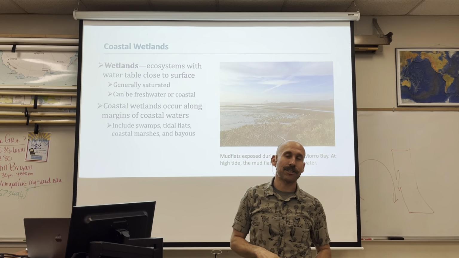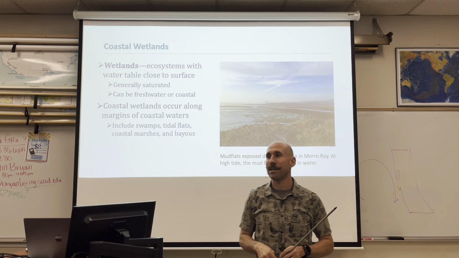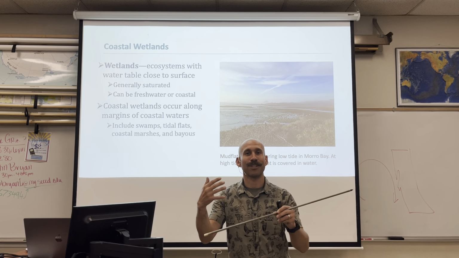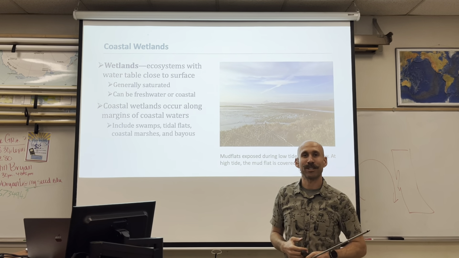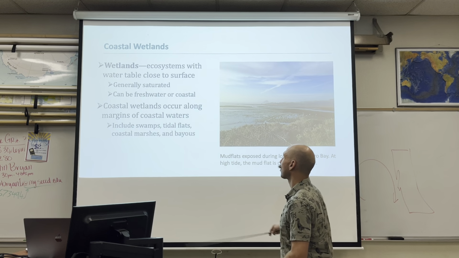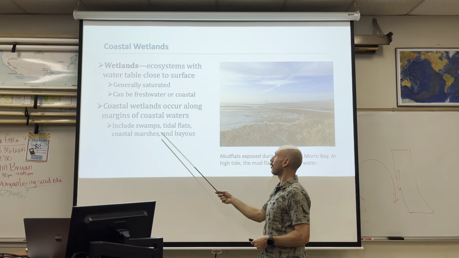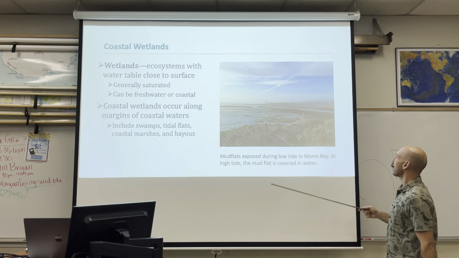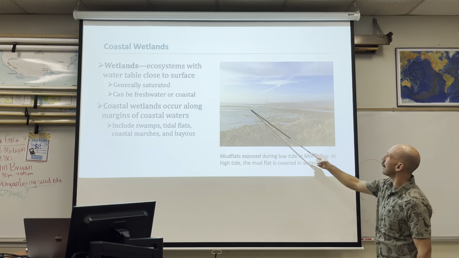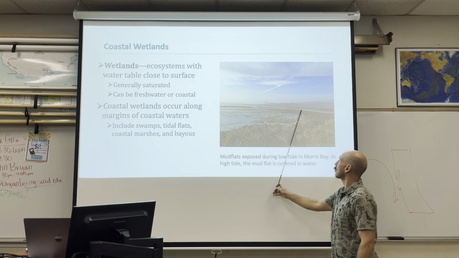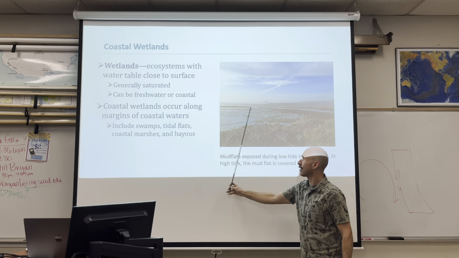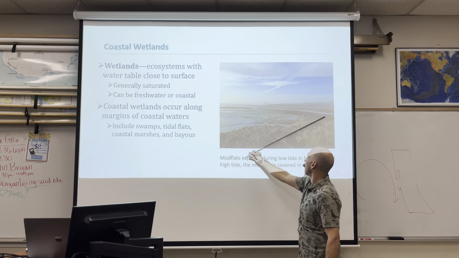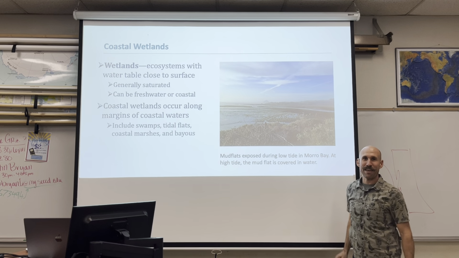Our final discussion for coastlines is going to be the natural filters of these coastal systems in the form of wetlands. That includes swamps, mudflats, coastal marshes, bayous, salt flats, and mangrove forests. So here we can see Morro Bay. The tide is out. There's Morro Rock, exposed muddy areas with a wetland marsh just inland of that.